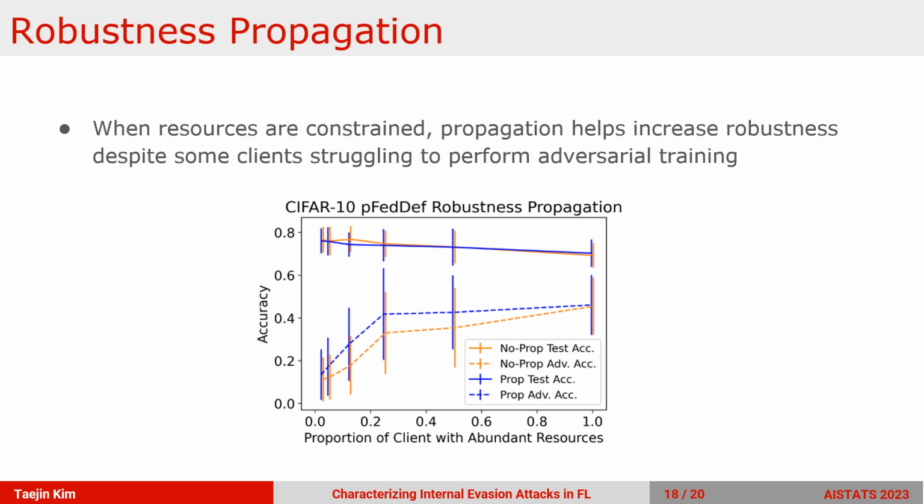We now perform some empirical evaluation on robustness propagation. When resources are constrained, propagation helps increase robustness despite some clients struggling to perform adversarial training. As resources increase in the system, so we're going from left to right on the x-axis on this graph, the orange line and the blue lines eventually converge, meaning that when resources are infinite, the effects of robustness propagation is less pronounced.